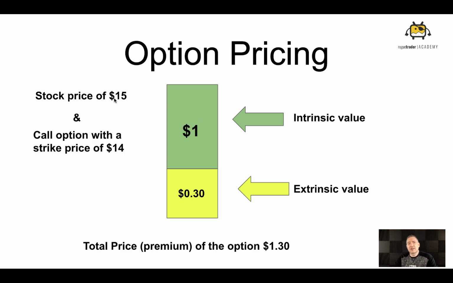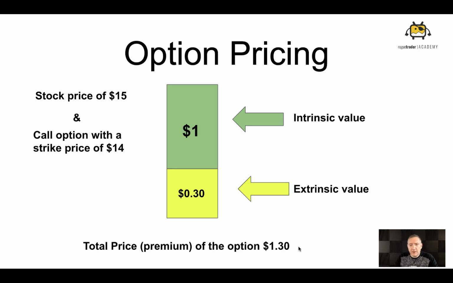The stock price is $15, let's just say. And this is a call option, the strike price of $14. So whether you bought it today, whether you bought it weeks ago, you bought a call with a strike price of $14, hoping it's going to go up. Hey, it went up. It's at $15. It's got $1 of intrinsic value.